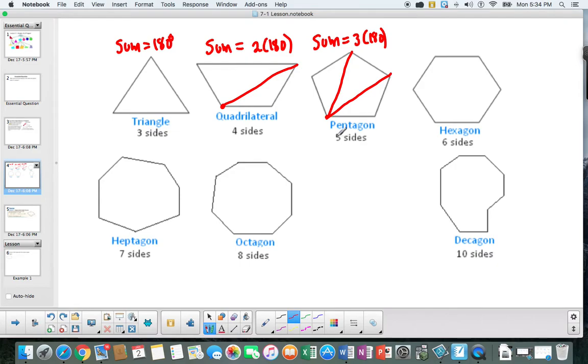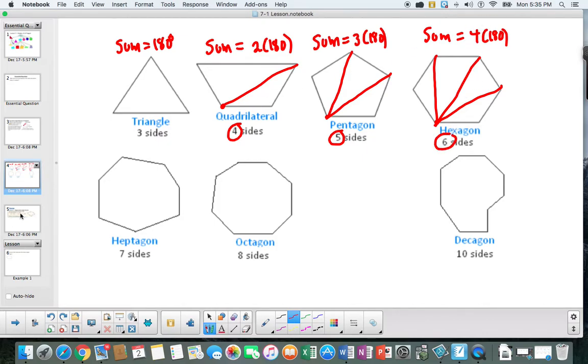Now, notice that this has 5 sides. Notice it has 3 triangles. 4 sides, 2 triangles. Hexagon. I'm going to draw all the diagonals I can from this one vertex. And when I do that, I'll be able to find the sum of all the angles inside the hexagon because that's going to be 4 times 180. And again, if you have 6 sides, you're going to have 4 triangles.